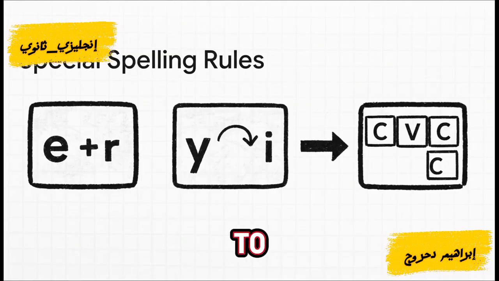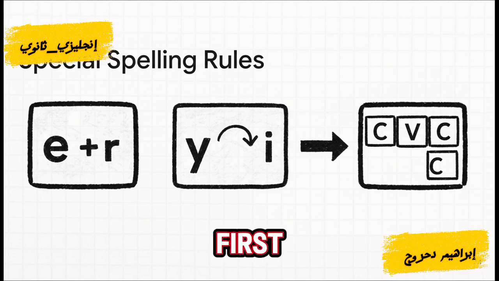So the key is to just look at how the adjective ends. If it already ends in an E, you just add an R or ST. If it ends in Y, you've got to switch that Y to an I first and then add ER or EST. And for the last one, if the word ends in a consonant-vowel-consonant combo, you double that last letter. Let's see what that looks like.